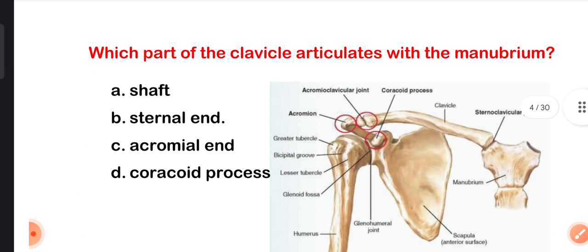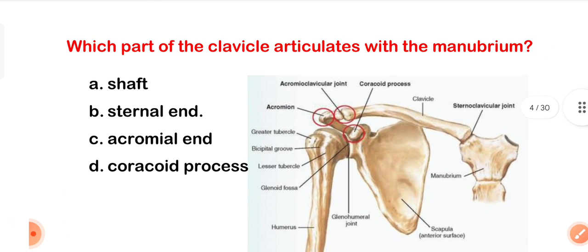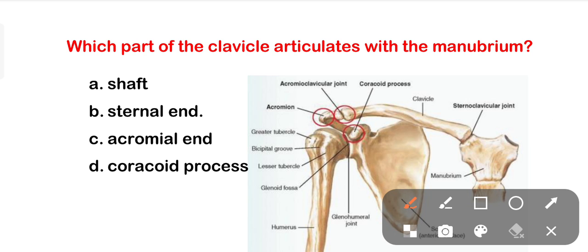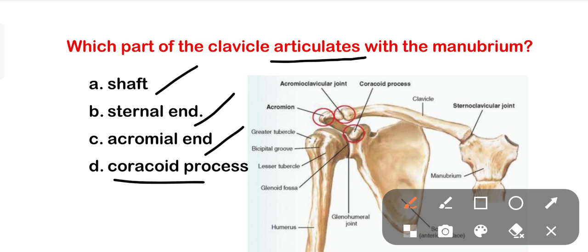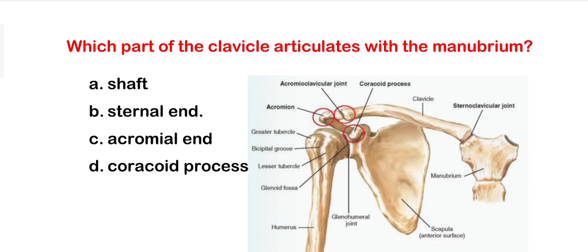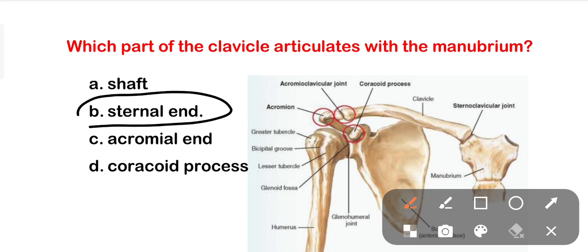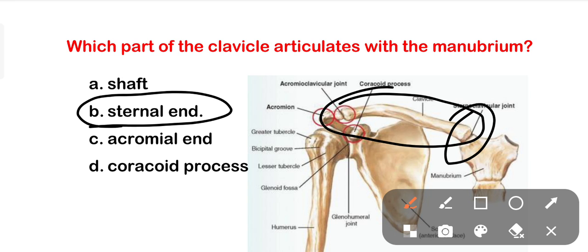So the next one is which part of the clavicle articulates with the manubrium. Articulate is nothing but joint. Options are option A shaft, option B sternal end, option C acromial end, option D coracoid process. The right one is the sternal end. So this is the clavicle bone. This is the sternal end. This clavicle bone articulates with the manubrium. Manubrium is a part of the sternum.